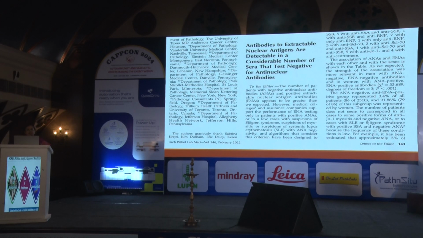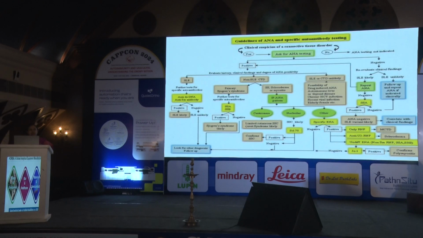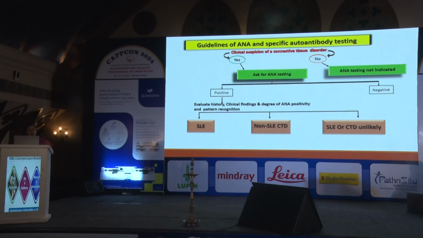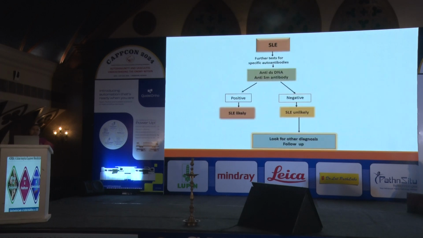And antibodies to extractable nuclear antigens are detectable in a considerable number of sera that test negative for anti-nuclear antibodies. Just previously, we were listening to the discussion where Sir said that the ANA can be negative. But when we do the ENA, if Ro52 or 60 is positive, then it comes to a pertinent diagnosis of CTD. Now, this is the main guideline, which shows that where there is high clinical suspicion of connective tissue disease, we have to ask for an ANA test, preferably by IF. If it is positive, then we evaluate the history with the clinical findings and the degree of ANA positivity with the pattern recognition. If it is SLE, then we go for anti-dsDNA, anti-Smith.